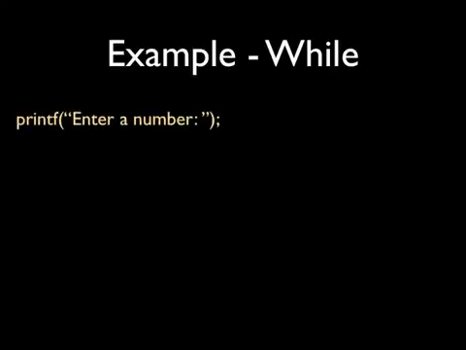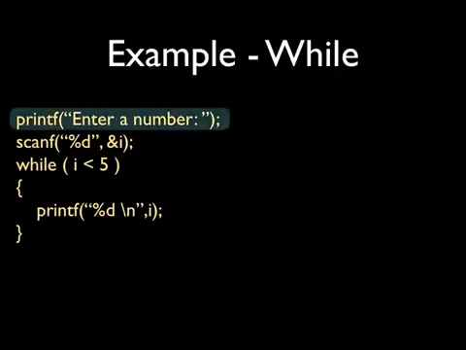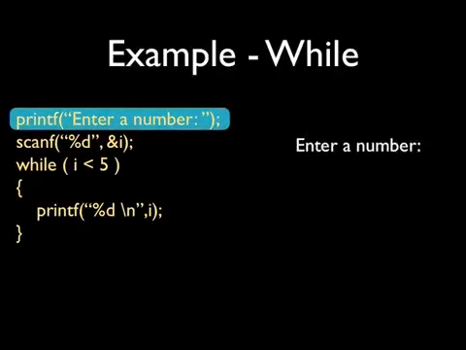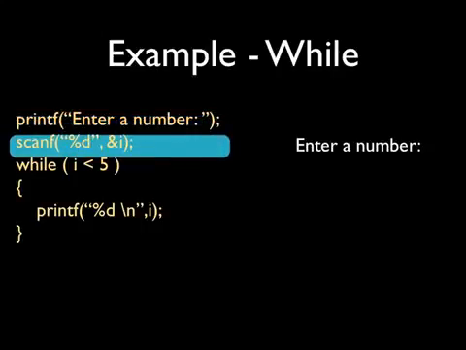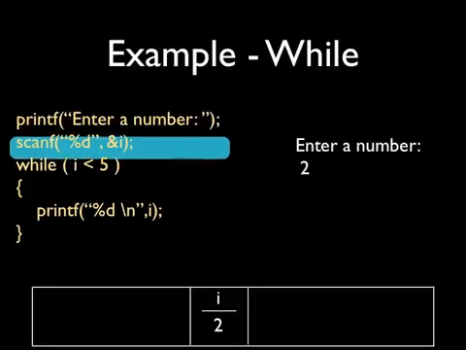So an example here, we start out with printf, asking the user to enter a number, reading in a value using scanf, while I is less than 5, opening up our bracket, printing out the value of I to the screen, and closing the bracket off. So we run through the code line by line. We start with enter a number, so that puts enter a number to our terminal. Type in a value here to read in, so we're assuming we've already got I set up in memory like this. Type in 2, so 2 gets put into our value for I.